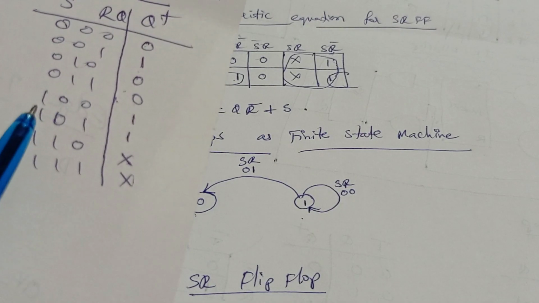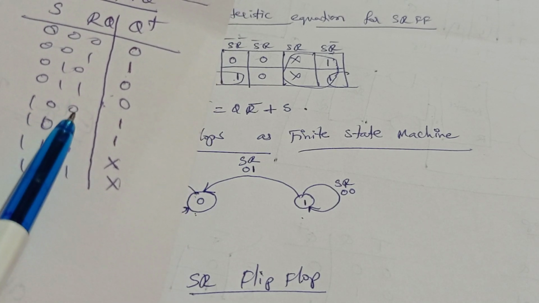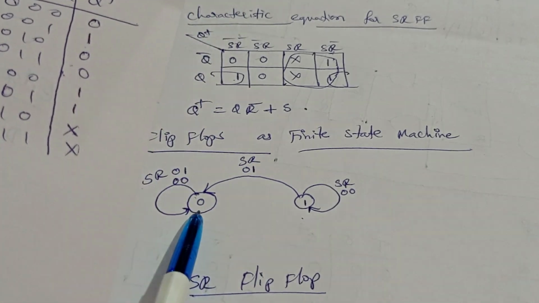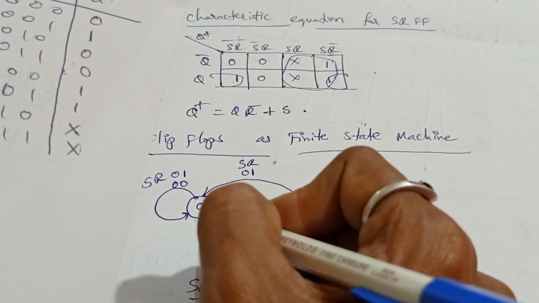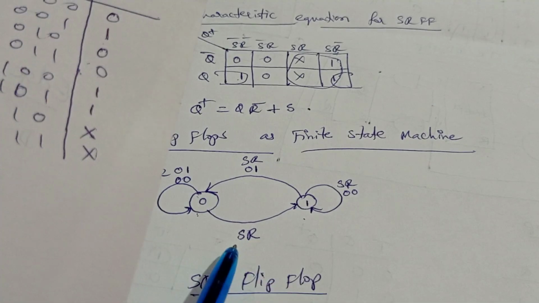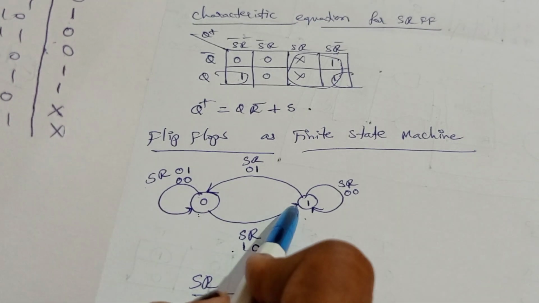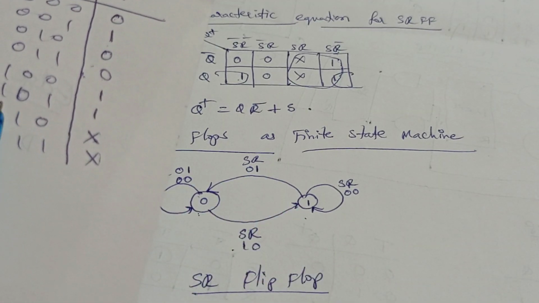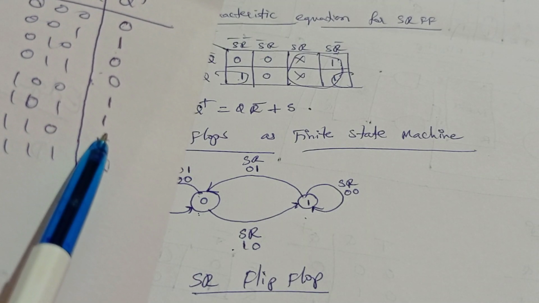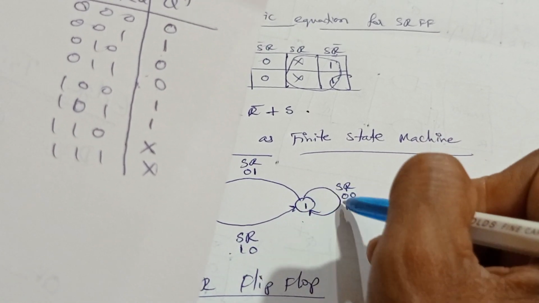Same as when S is equal to 1 and R is equal to 0, Q, that is in the present state, is 0, it is changing to 1. It is changing to 1 when SR is 1 0. When S is equal to 1, R is equal to 0, present state is 1 and it is in the same state 1. So, S is equal to 1 0, it is in the same state.